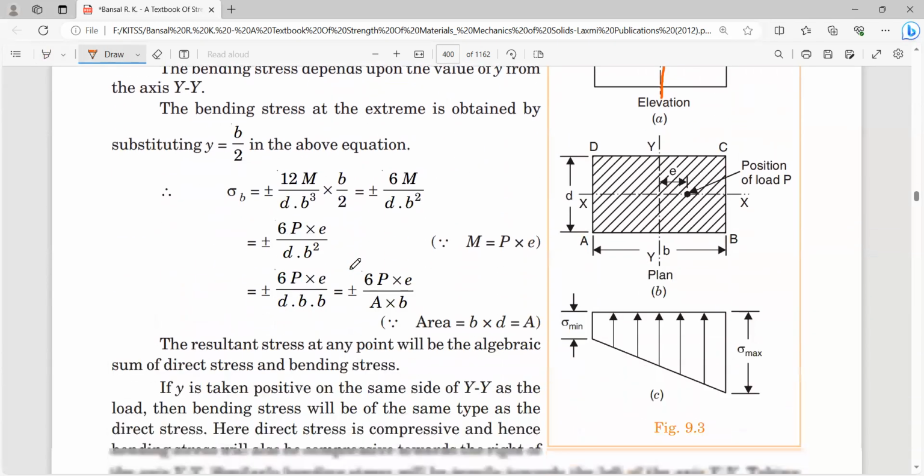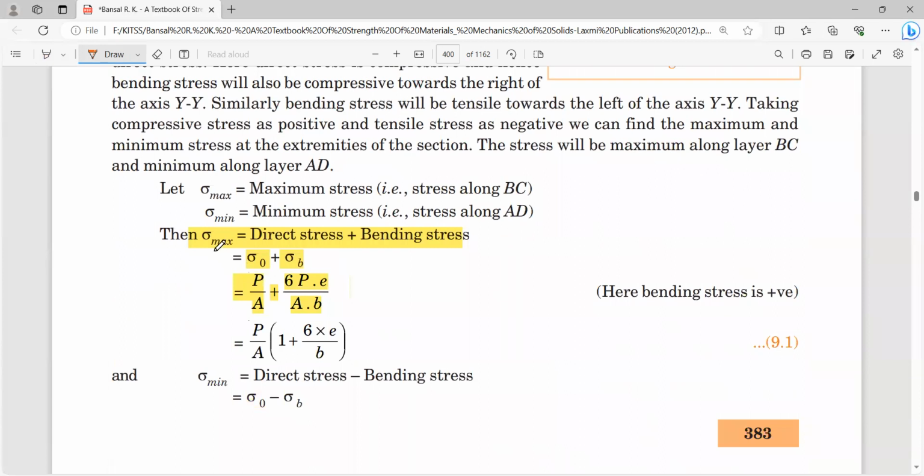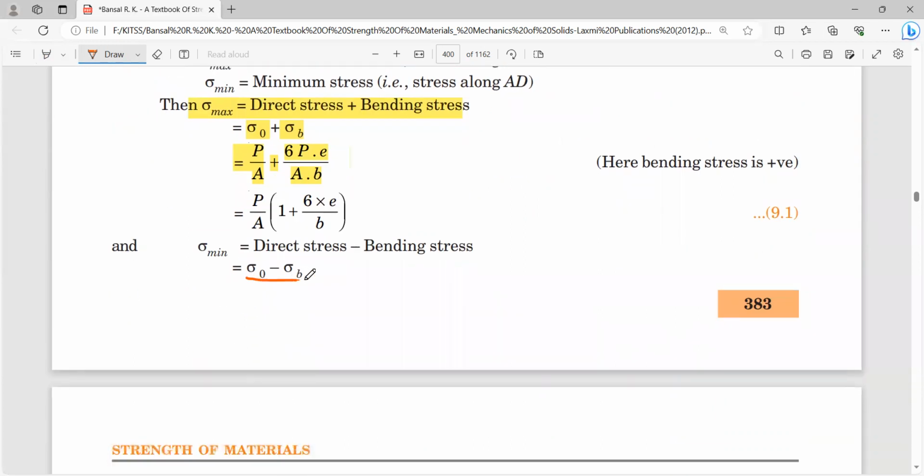But the basic formula you need to remember: to get the maximum effect, you have to use direct stress plus bending stress. To get the minimum stress, direct stress minus bending stress. So these are the two formulas. Minimum stress will be direct stress minus bending stress.